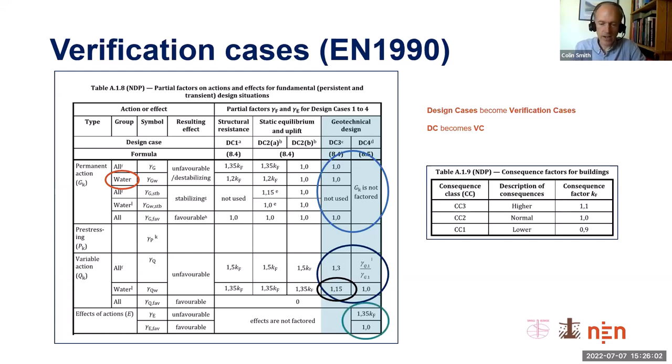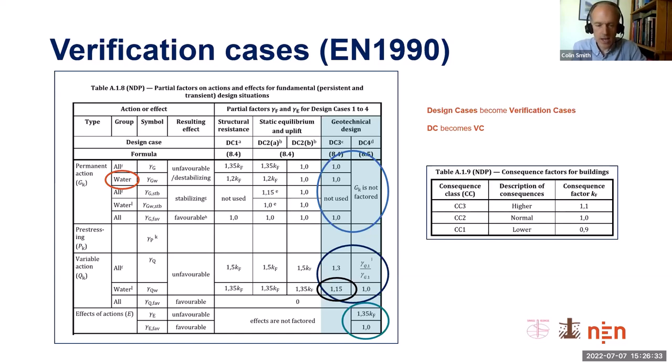And final factoring here, again, I'll talk about this in more detail later on, is that these factors are generally applied before we do our calculation using our numerical method. At the end of the analysis, once all the analysis has been carried out, we have factors on effects of actions, which are these values: 1.35 on unfavorable effects and 1 on favorable. I'll address those a little bit later.